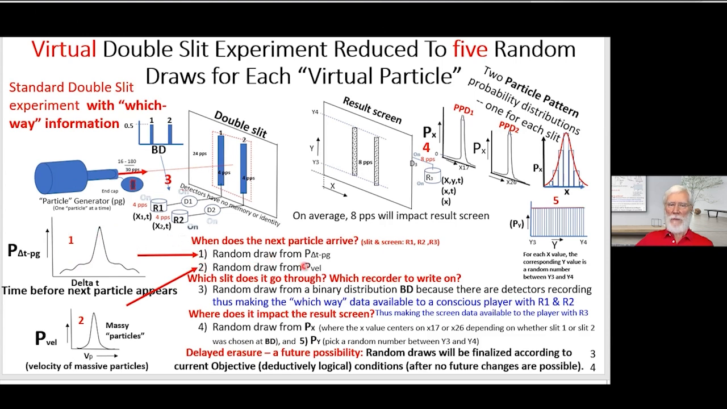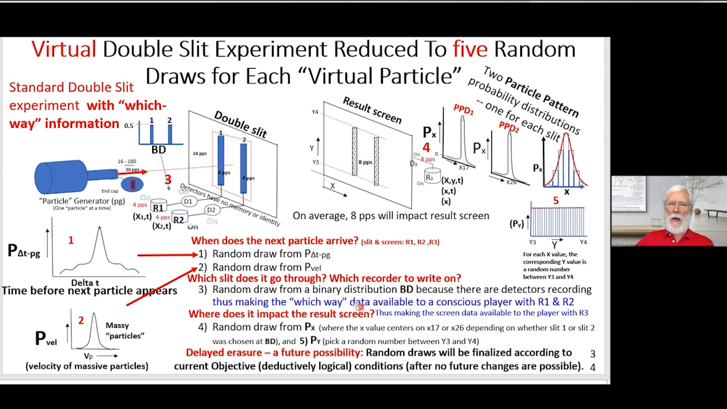Secondly, you take a random draw from this probability distribution of p velocity, probability of velocity. How fast is that particle going? It takes a random draw, and it gets that number. Next, it has to answer the question, what slit does it go through? Which recorder does it write on? It takes a random draw from this binary distribution, and it's going to pick a 1 or a 2 because those are the only choices in the box. And that's the slit it goes through.